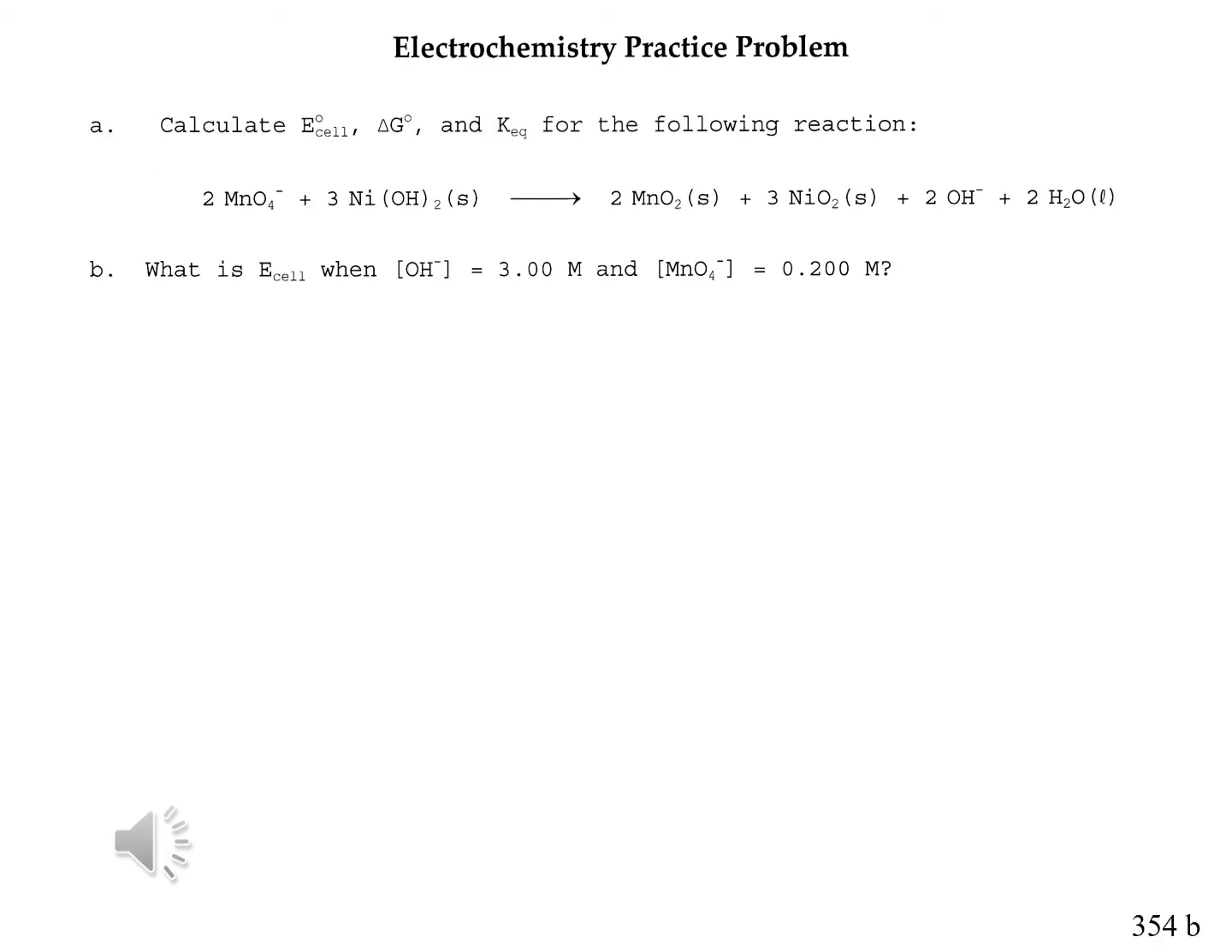Now this problem is an electrochemistry problem where I show you every one of the calculations that I want you to be able to do with the electrochemistry numbers. So I gave you a reaction there that has only two ions in it, MnO4 minus and 2 OH minus. The water's a liquid and the others are solids, so the only concentrations we have to worry about are the ions. And I want you to calculate E, delta G, and K first for that reaction. Then I want to calculate the new E when you change concentrations of the ions.